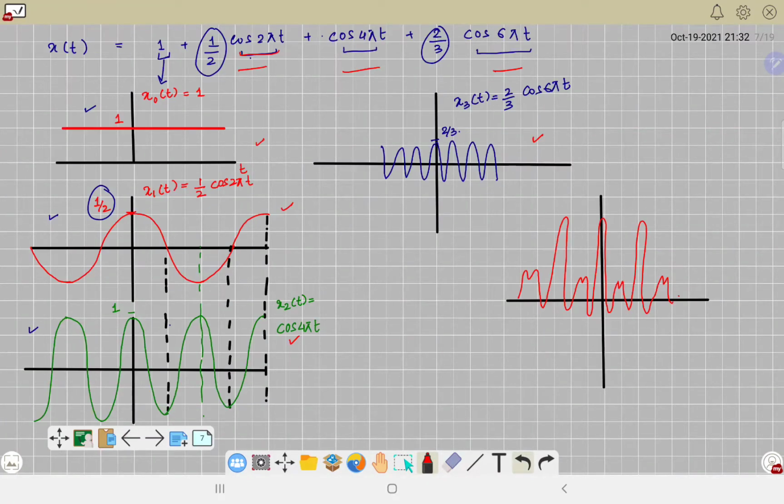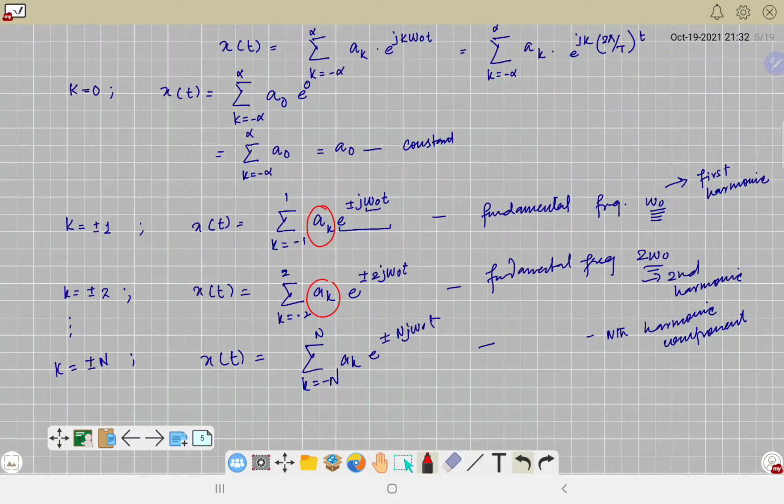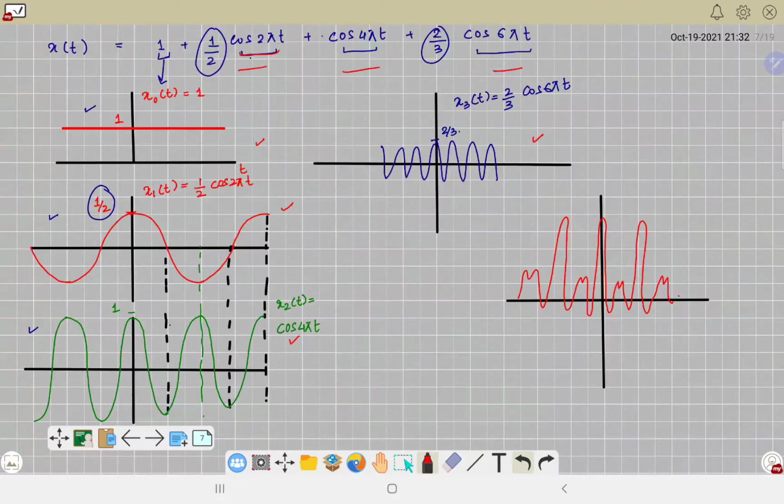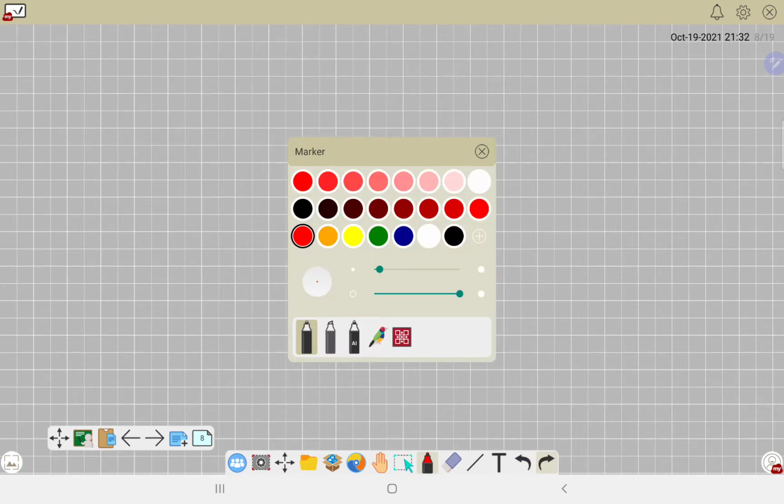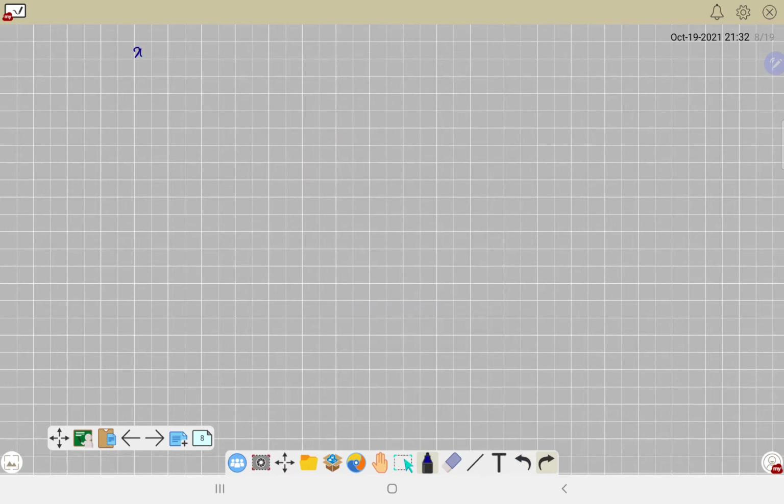Now in the Fourier series, the general expression that we have, I will again rewrite it here. x of t is expressed as the summation, k running from minus infinity to plus infinity, of this coefficient a k, then e raised to the power j k omega naught t. Right.